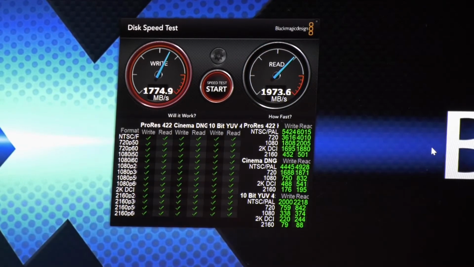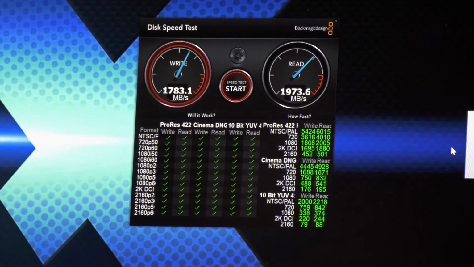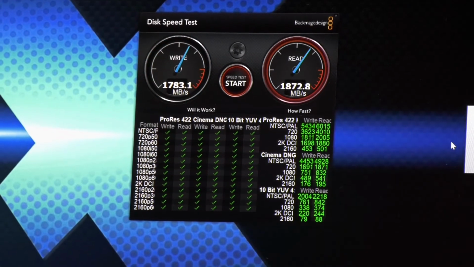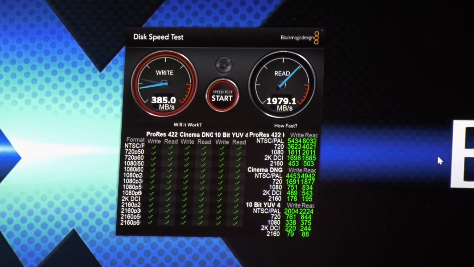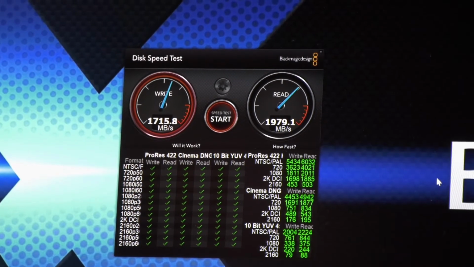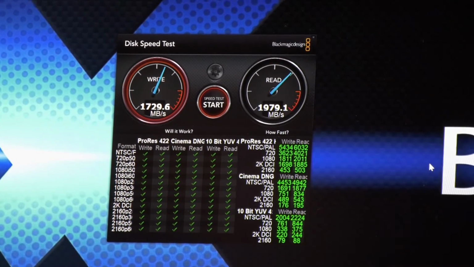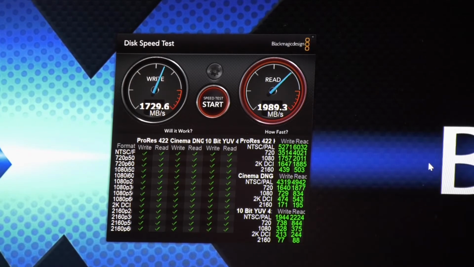Is this RAID, or is this just a single drive? That's a good question. So I have to ask and see what they've got in here. I think that they've just got a single SSD in there. Yeah, I mean, it's reading almost 2 gigabytes a second. Yeah. So it's really good performance.